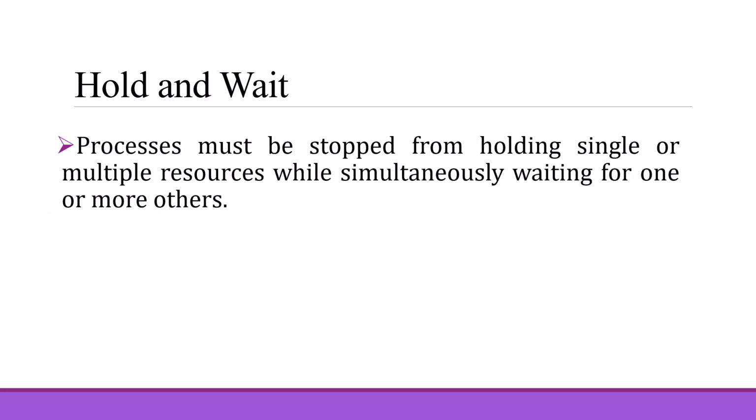And the next is hold and wait. This happens when a process is holding one resource and waiting for another. We can prevent this by making sure a process requests all the resources it needs before it starts. If it can't get everything at once, it waits and doesn't hold anything.